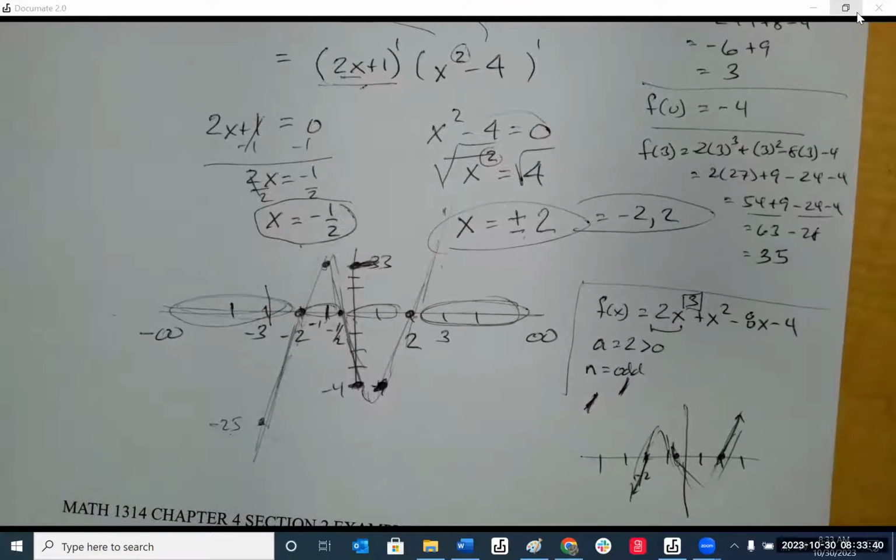So we sketch the graph. Again, if you review 4.1, you'll see what I'm talking about. It went over all those steps last time.